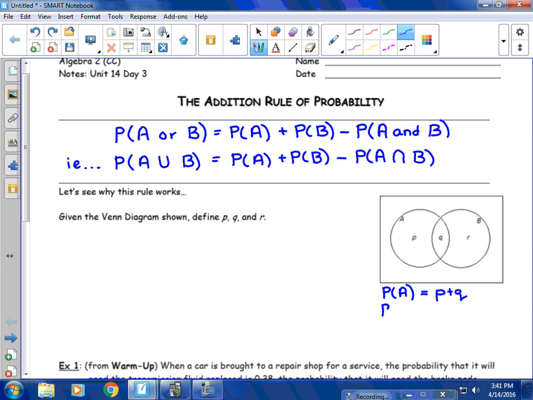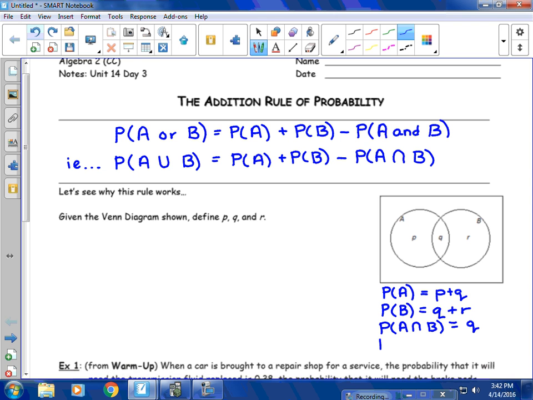If I wanted to find the probability of B right now, that would be the probability of anything inside this circle. That'd be Q plus R. If I wanted to find the probability that I'm in both, so A intersect B, the part they have in common, that's just Q, that middle section.